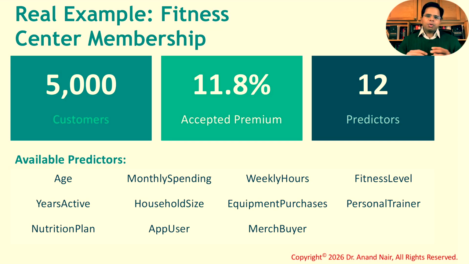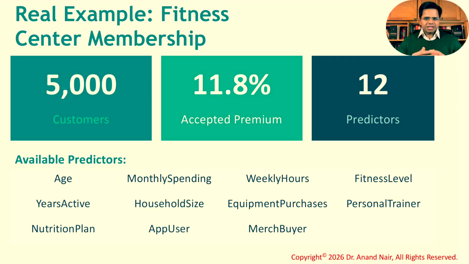Our goal: Build a model that predicts which customers are most likely to accept the premium membership offer in future campaigns. This way, the marketing team can target their efforts where they'll have the most impact. We have 12 predictors to work with, ranging from demographic info, age, household size, to behavioral data, monthly spending, weekly workout hours, app usage. We also have categorical variables like fitness level and whether they have a personal trainer.